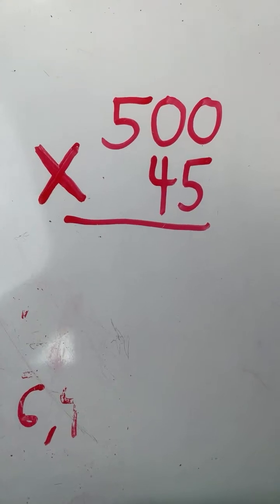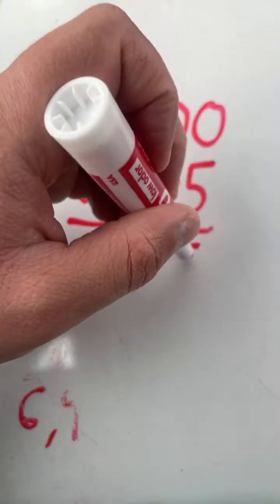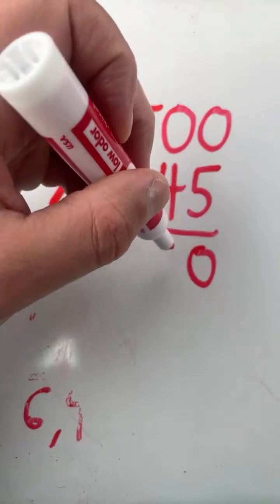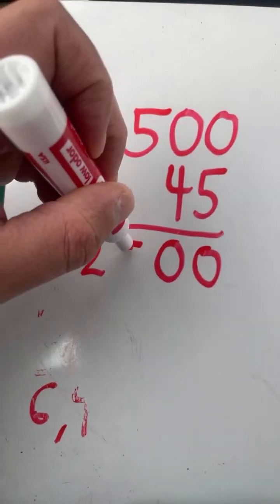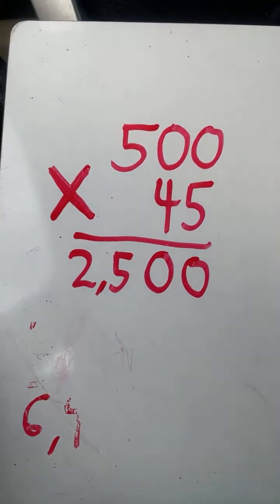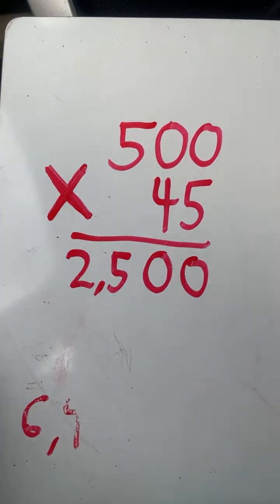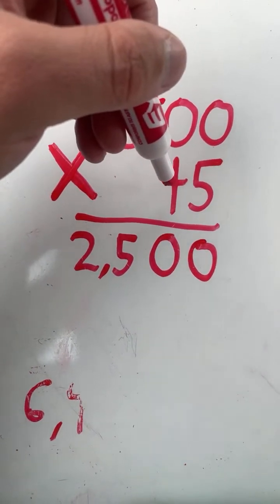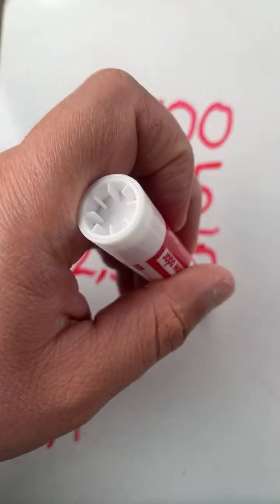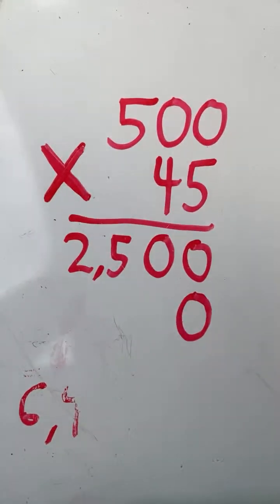All right, starting in the ones place, 0 times 5 equals 0. 0 times 5 again equals 0. 5 times 5 equals 2,500. Next, we multiply the top 3 digits times the bottom digit in the tens place. But again, before we do that, we have to put a 0 in the ones place.